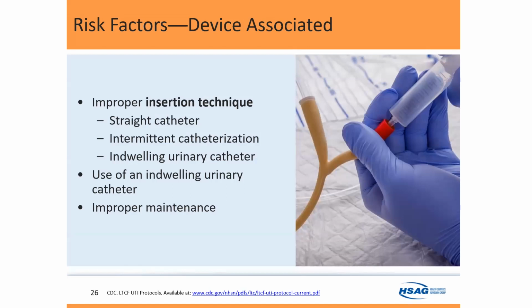So Jeff is going to be doing a deep dive into catheter-associated UTIs. So I'm just going to provide you with a quick overview of device-associated risk factors. As we can see here, they are improper insertion of any catheter, which definitely places the resident at high risk. It could be the straight intermittent catheter or an indwelling catheter. So if a catheter has to be used, of course, we want to avoid the indwelling catheter as much as possible because that will increase their risk the most. And last, improper maintenance, which would include poor perineal care or not maintaining the closed system.